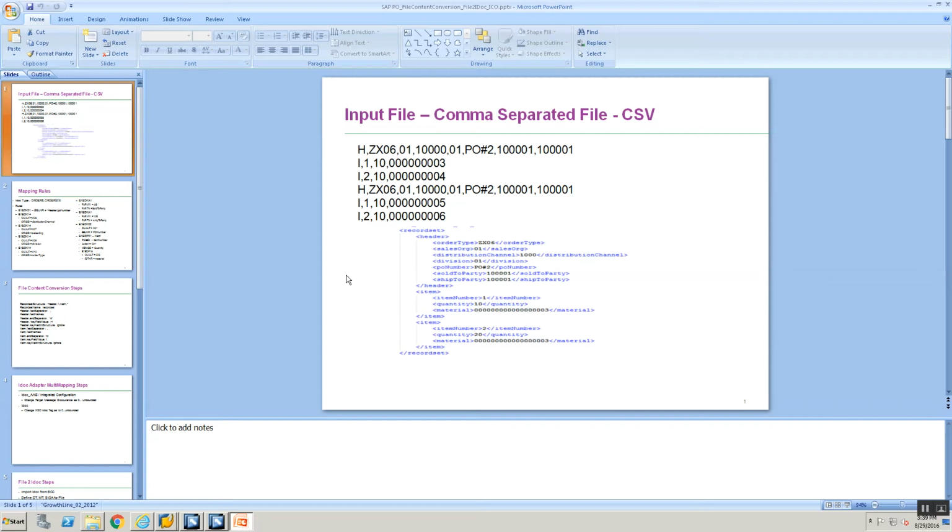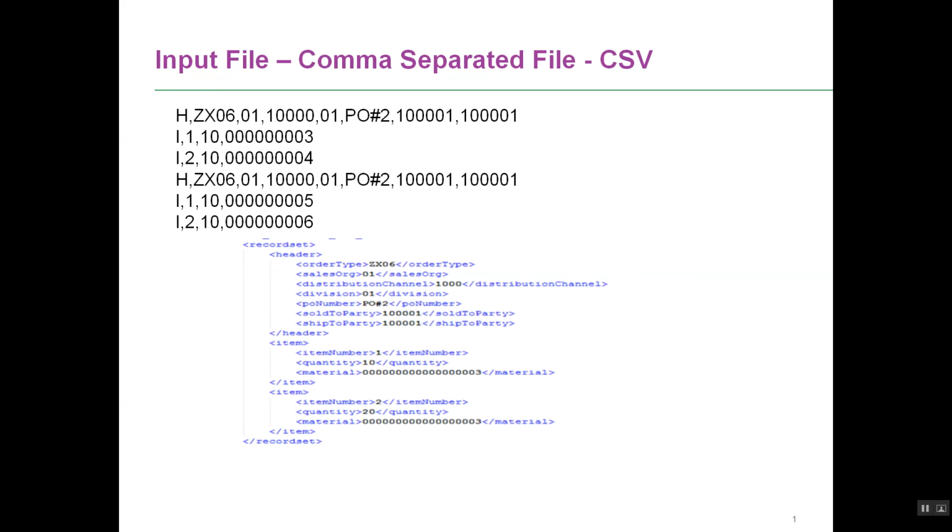What if your file is a comma separated file, right? What if your file is a fixed field length file? A comma separated file is nothing but a flat file whose content is separated by commas. A fixed field length file is a file that has content of fixed length characters.